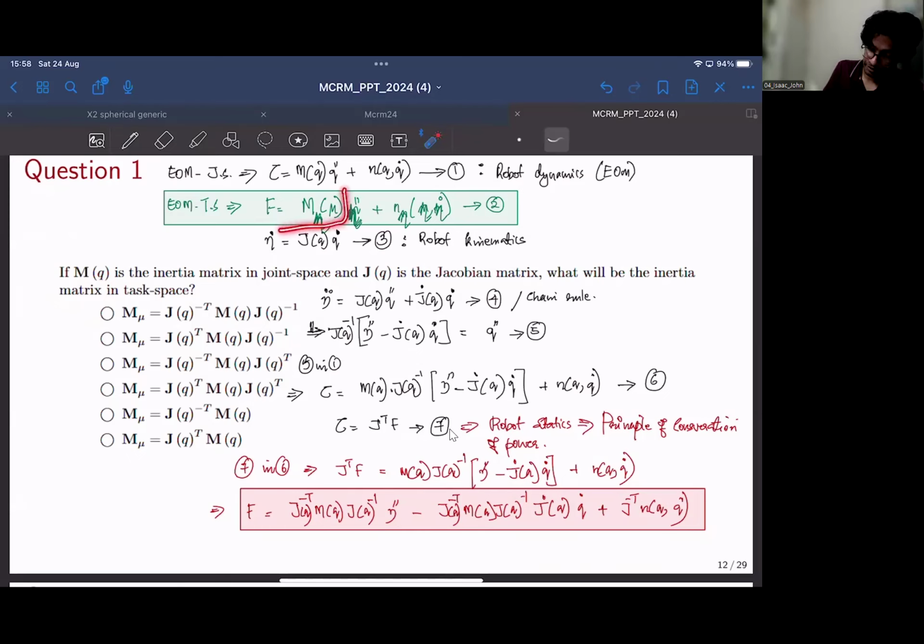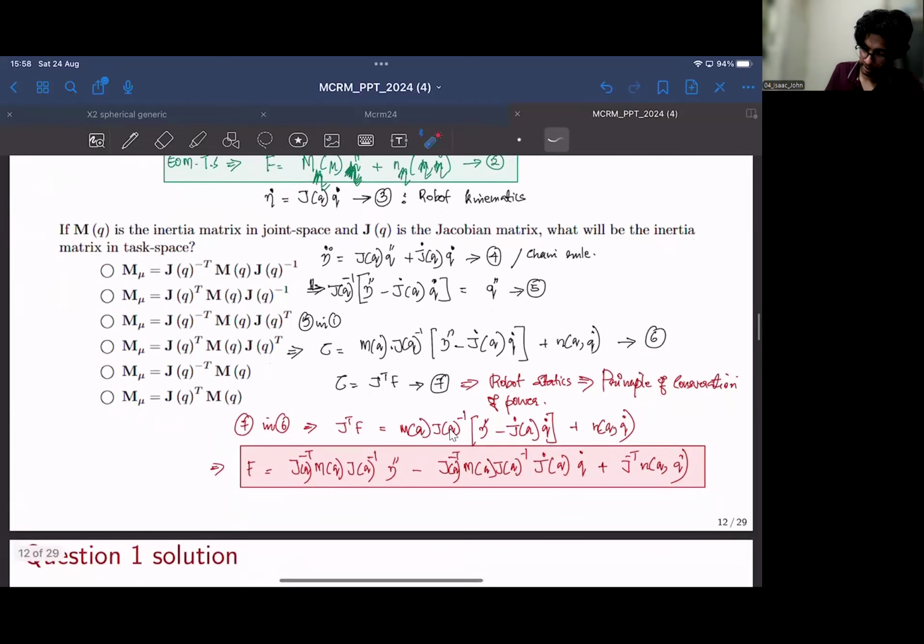So if we compare the coefficient of eta double dot of equation 2 and this final equation, what can you say about the mass matrix? M of eta is nothing but J inverse transpose M of Q, J of Q inverse. So this is nothing but the mass matrix in task space coordinates.